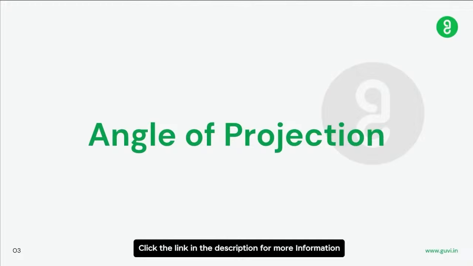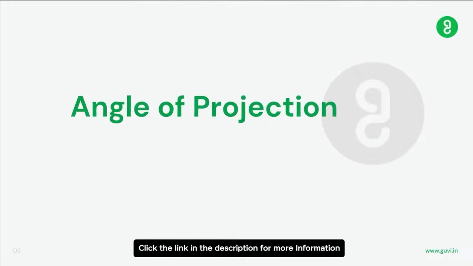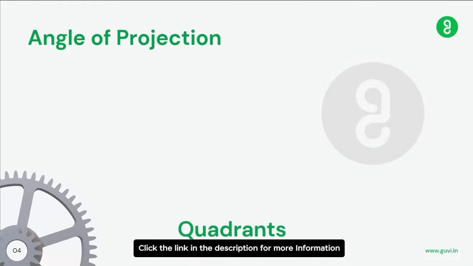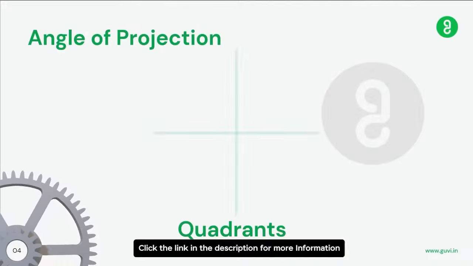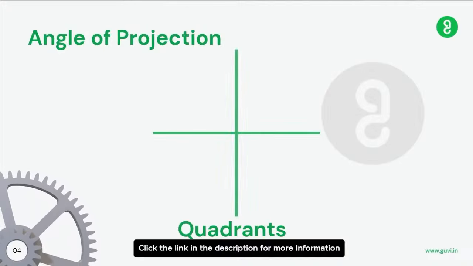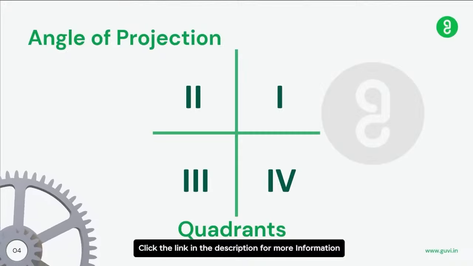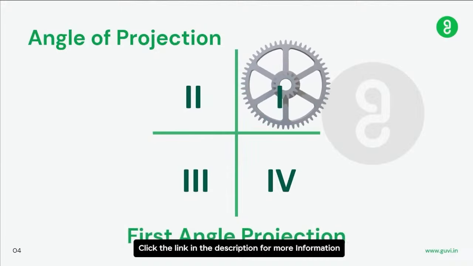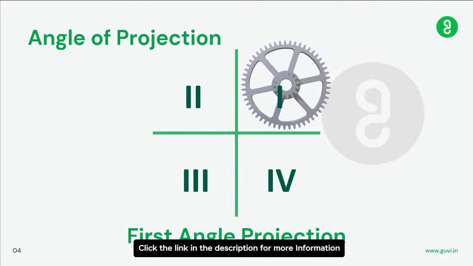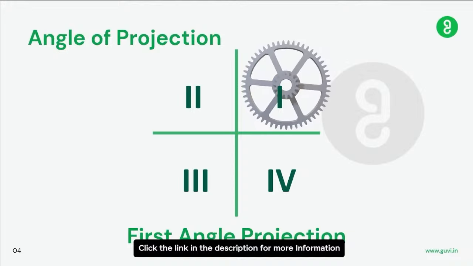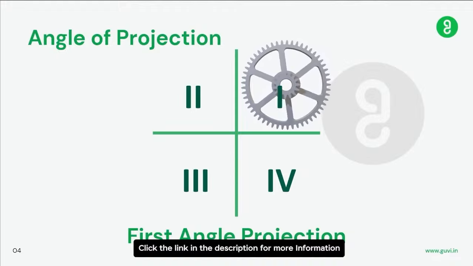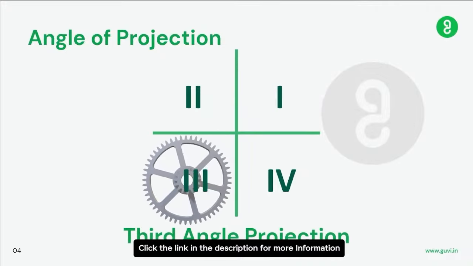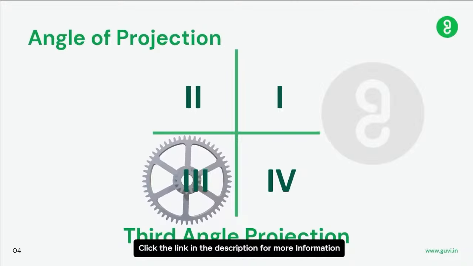Before we talk about the first and third angle projection, let's talk about quadrants. We know that we have 4 different quadrants, which are given by the first, second, third, and the fourth quadrant. When viewing an object from the first quadrant, that is a first angle projection. If the object is being viewed from the third quadrant, that means the object is placed in the third quadrant and then the views are being drawn. That's a third angle projection.